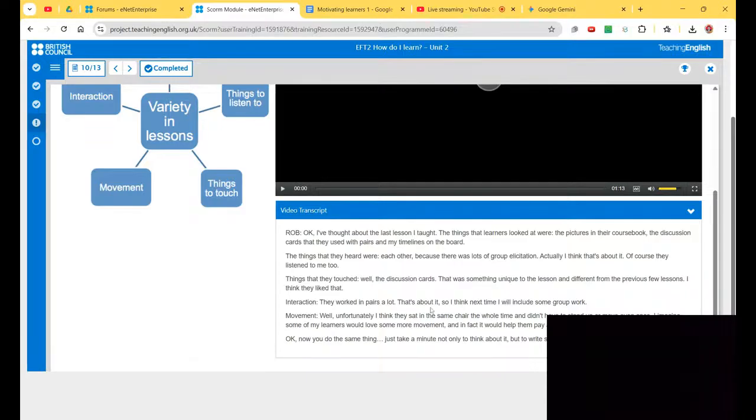Movement. Well, unfortunately, I think they sat in the same chair the whole time and didn't have to stand up or move even once. I imagine some learners would love some more movement. And in fact, it will help them pay attention and remember more.